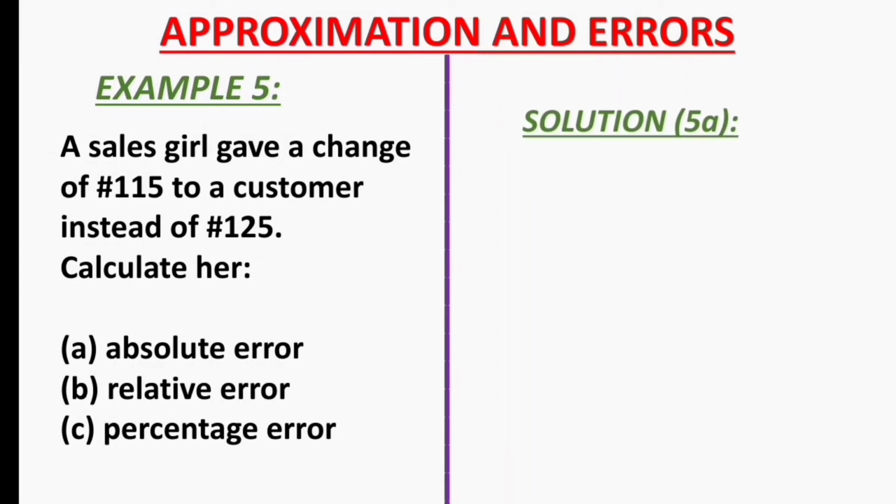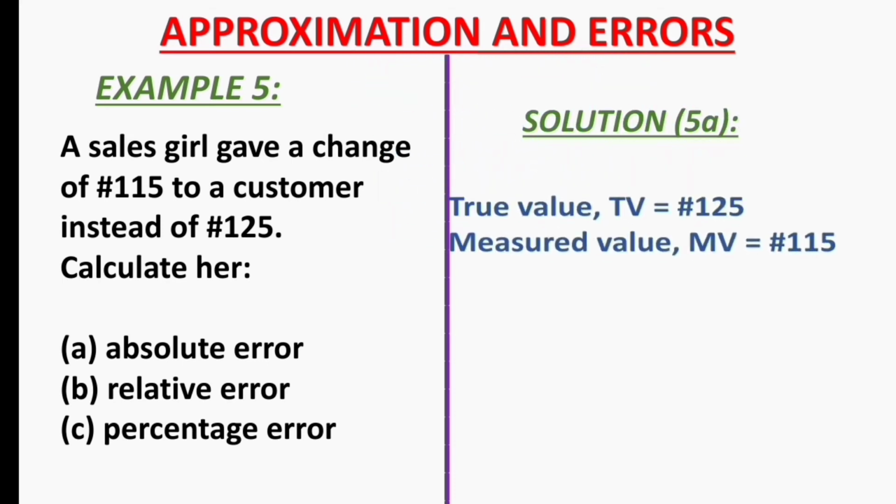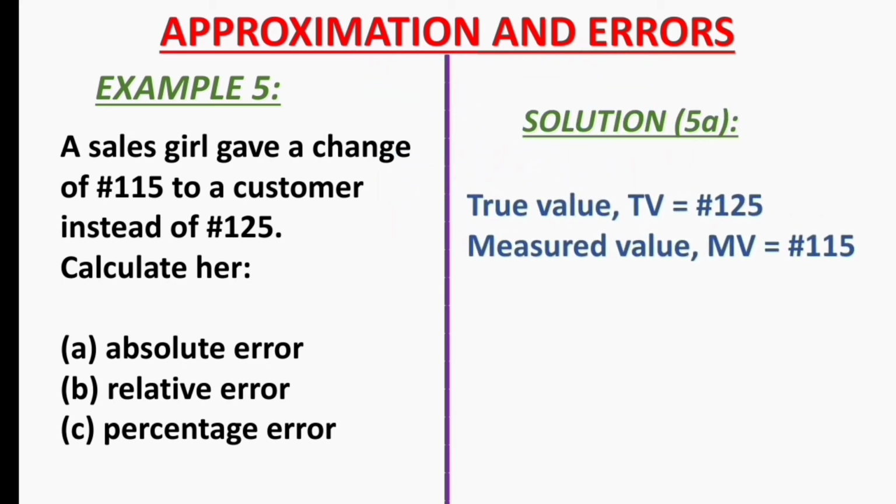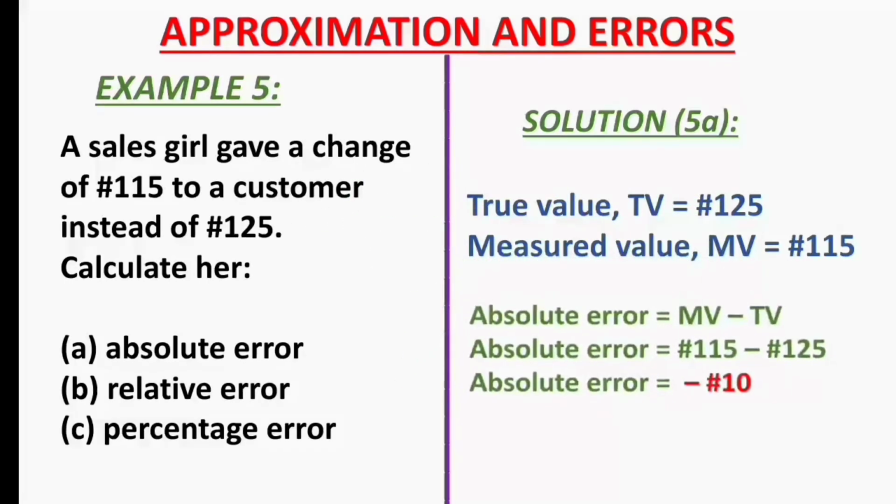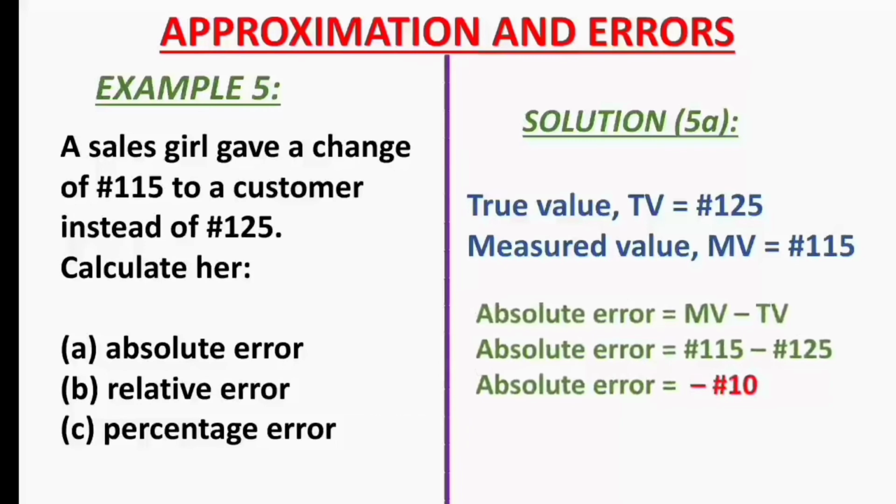For a solution to question 5a, in question 5, the true value is 125 naira, while the measured value is 115 naira. So to get the absolute error, we are going to calculate measured value minus the true value. That will give us a negative error, which is minus 10 naira absolute error. This error is negative because the measured value is now smaller than the true value.